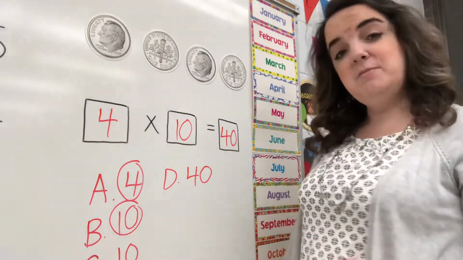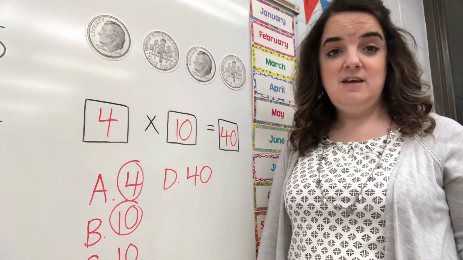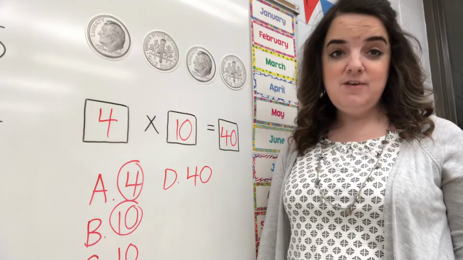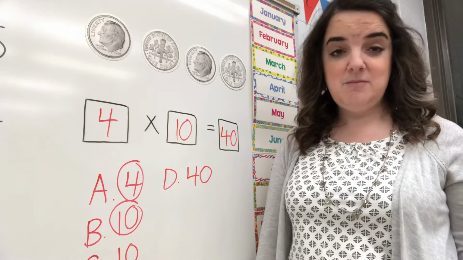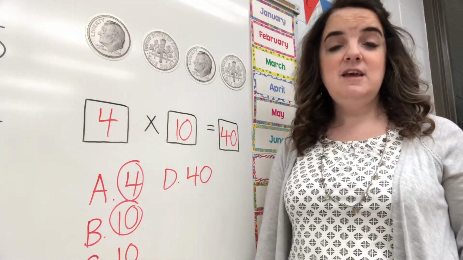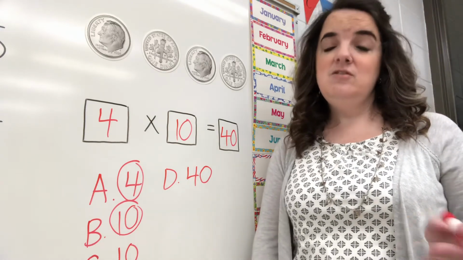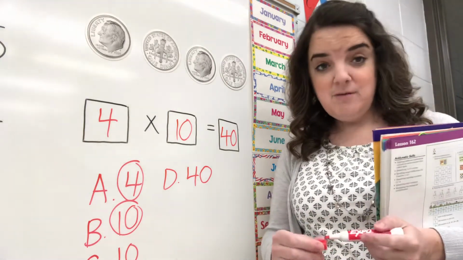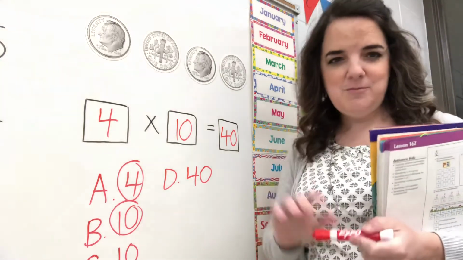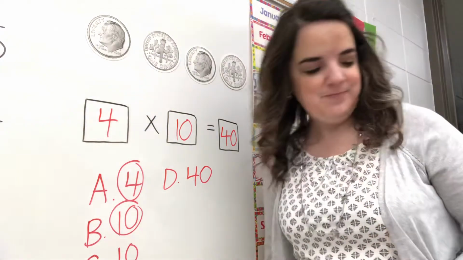Now what if we had 5 dimes up here? The numbers would be 5 times 10, and that would be 50. What if we had 6 dimes up here? It would be 6 times 10, and the answer would be 60, so on and so forth, okay? So that is a little bit more about multiplication. Do you feel a little smarter in that area? Hope so. All right.